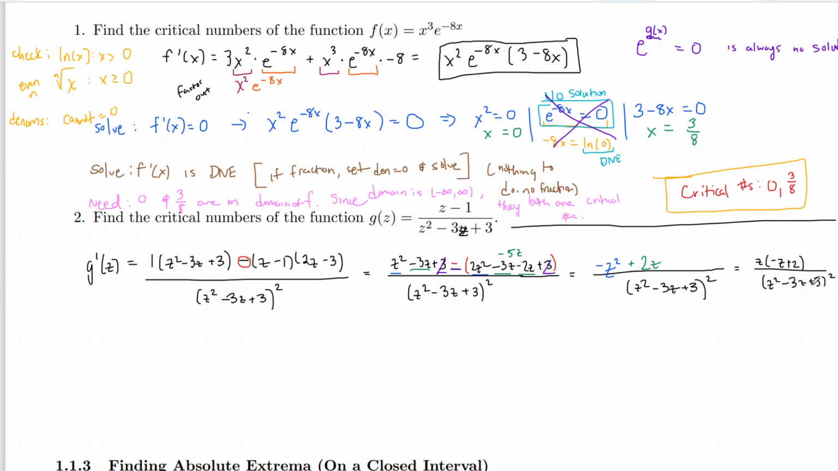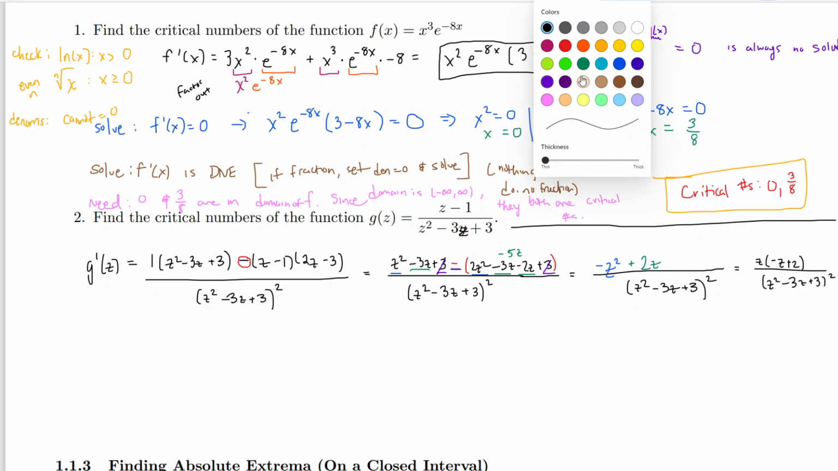Now you can ask the question here, does the denominator factor? And the answer, you can actually go through the options, is no, because we would need two numbers that multiply to positive 3 and add to negative 3. And there aren't any, at least nice numbers. So we can't factor this, which means it's not going to cancel with anything up here.